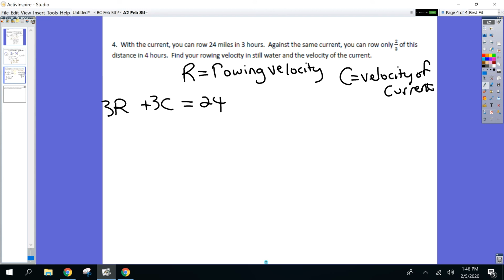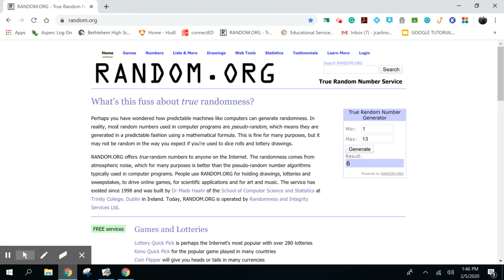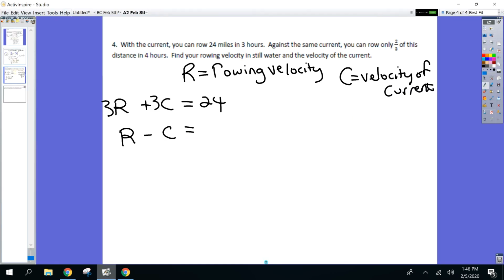I threw a little curveball in there, see if you were ready for it. Against the current, R minus C, but now it's not the same miles again. It's 2/3 of that distance. So 2/3 of my distance, what are you looking at? 16. 2/3 of 24 is 16. And how long is it taking me? 4 hours. So 4R minus 4C. Go ahead, get after it.